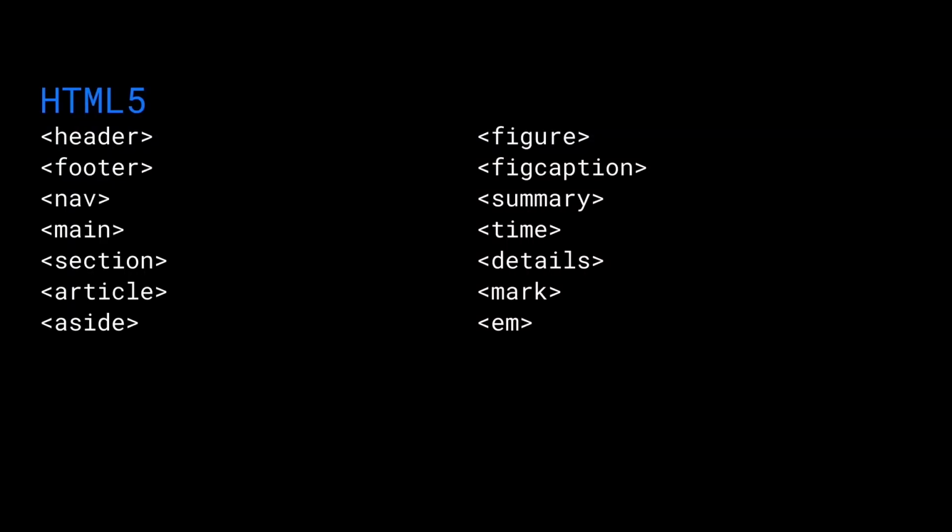This is just a small selection of some of the most common semantic elements. In fact, there are around 100 of these in HTML, so keep an eye out.